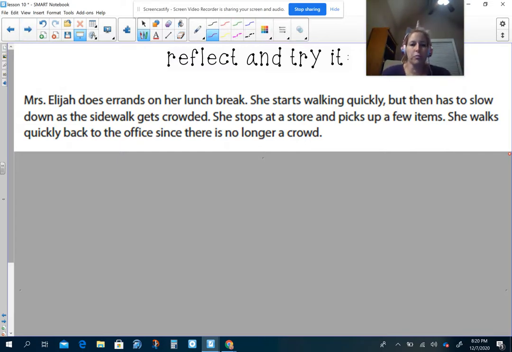We're going to break this one down, and the next one you're going to do all by yourself. Miss Eliza does errands on her lunch break. So she starts walking quickly, but then has to slow down at the sidewalk as it gets crowded. She stops at a store and picks up a few items. She walks quickly back to the office since there is no longer a crowd.